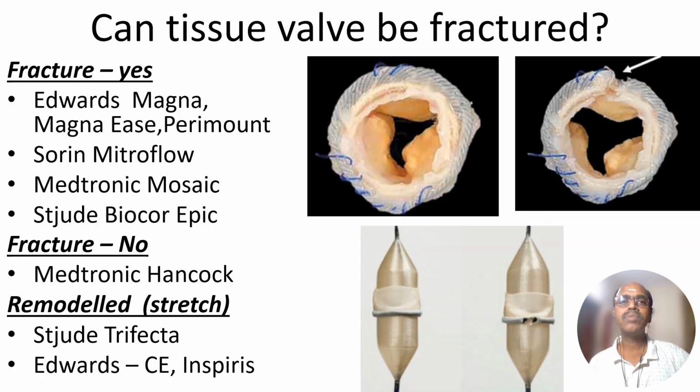Coming to the last subset, bioprosthetic valves. Some valves can be fractured, like Edwards Magna, Magna is Perimount. Some cannot be fractured, like a Hancock. Some can be only remodeled. That means they can only be stretched.